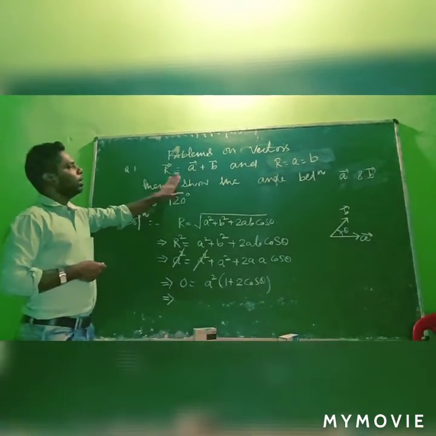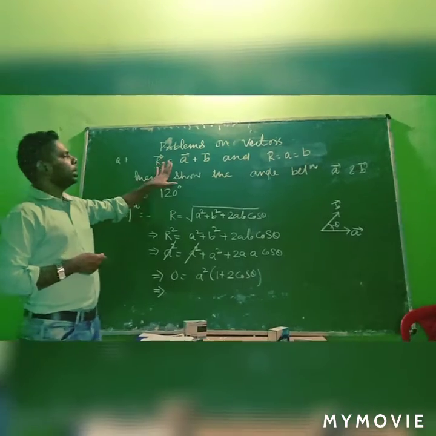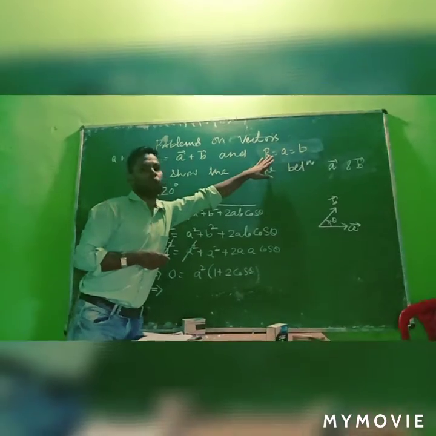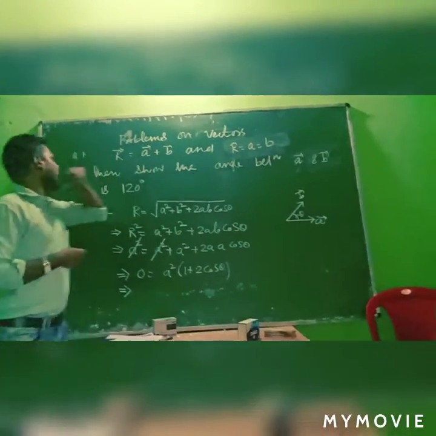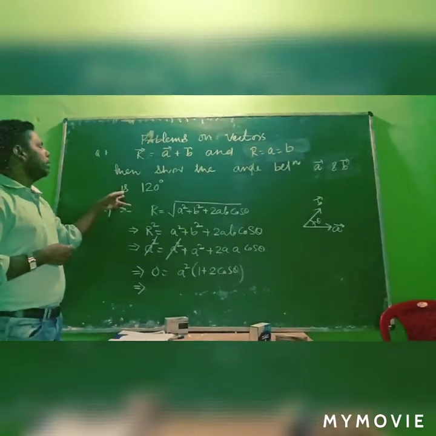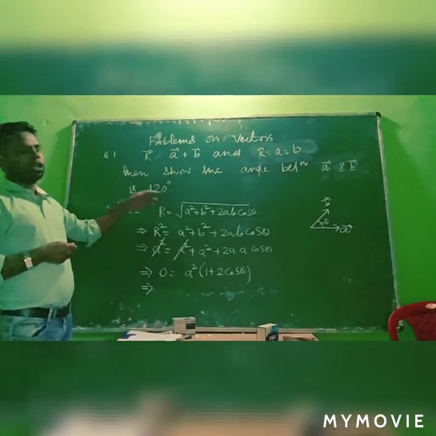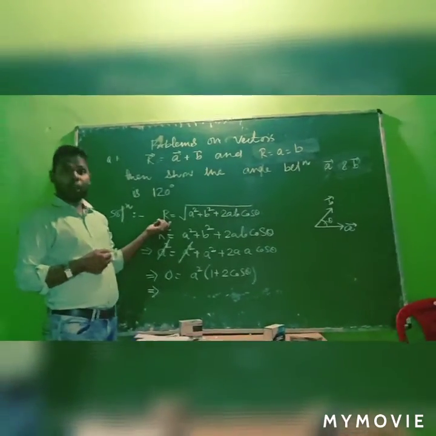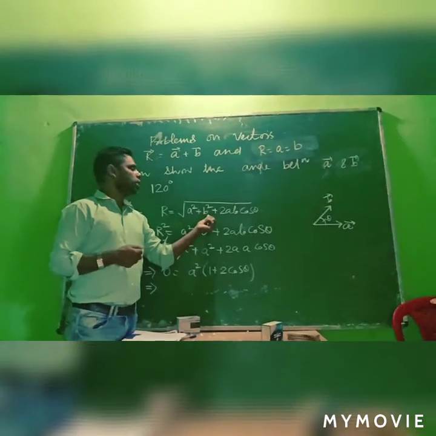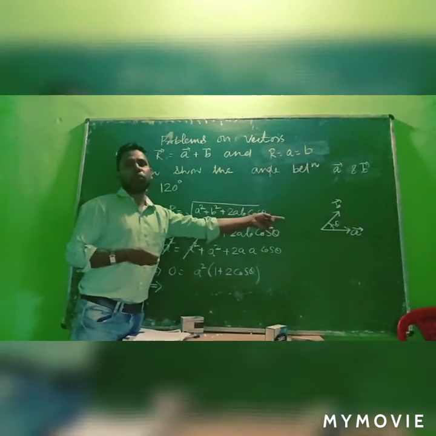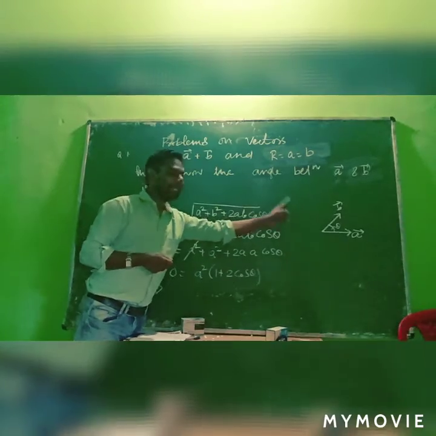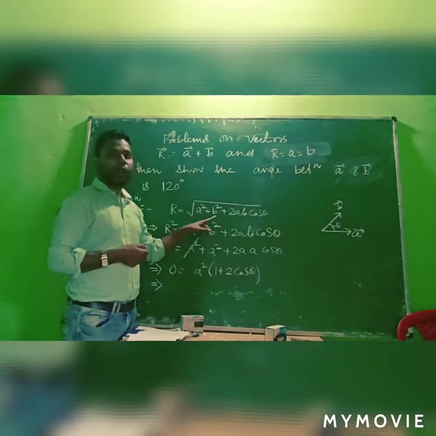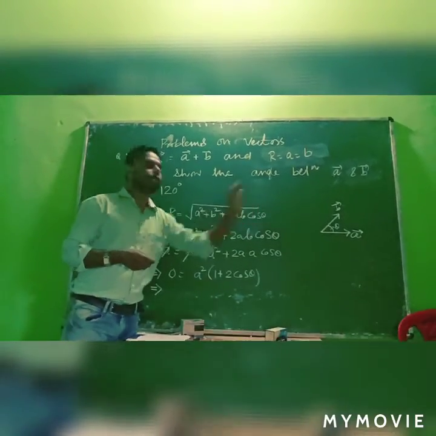If r equal to a plus b, the two conditions are given, r equal to a plus b, and given the modulus of r equal to modulus of a and modulus of b, then you have to show the angle between a and b is 120. Fine. So it is a very simple solution. As you know from parallelogram method, the formula of r is root over a square plus b square plus twice ab cos theta. Theta is the angle between a and b, where a, b are the modulus or magnitude of the vectors a and b, and theta is the angle between the vectors.